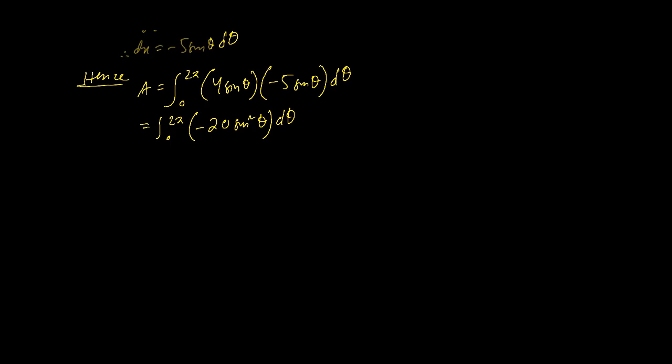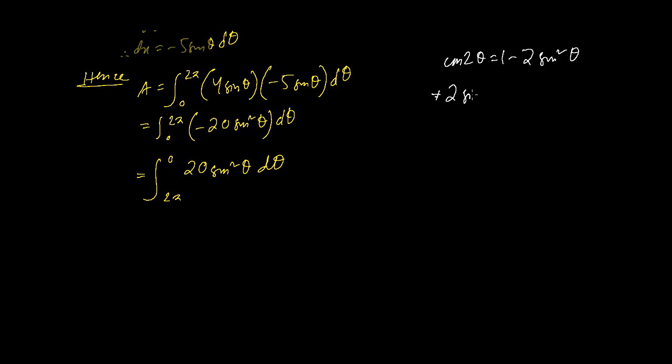So what that means is we have to use the identity. Now one thing that we can do here is reverse the limits, 2 pi to 0. Remember, when you reverse the limit, it becomes positive. So we always integrate sine squared using the identity. Cos 2 theta is 1 minus 2 sine squared theta. So 2 sine squared theta is 1 minus cos 2 theta. Therefore sine squared theta is (1 minus cos 2 theta) divided by 2.